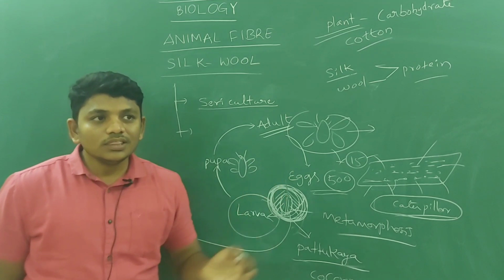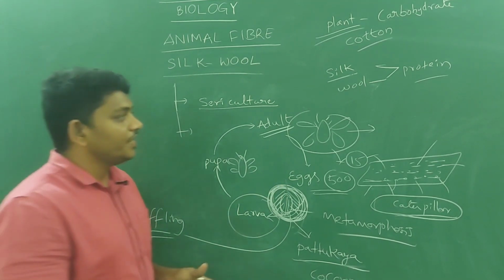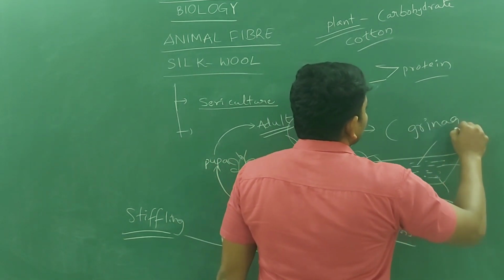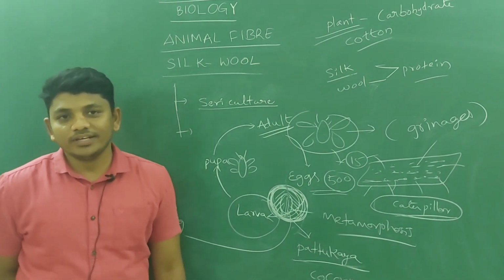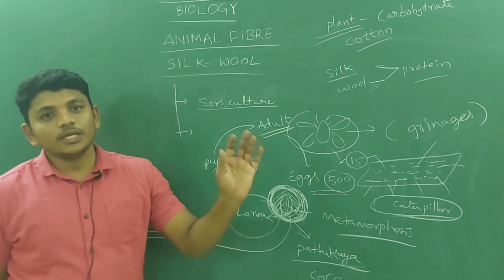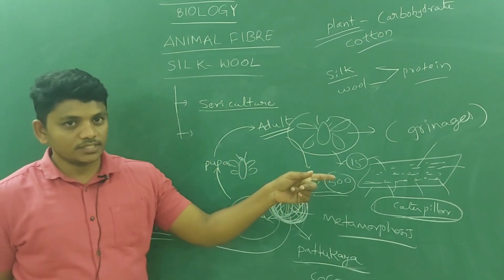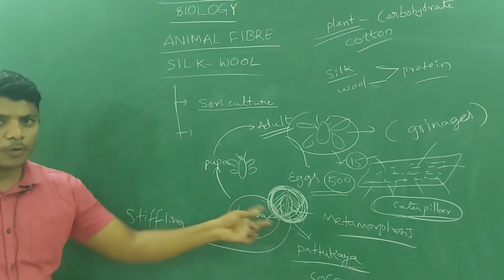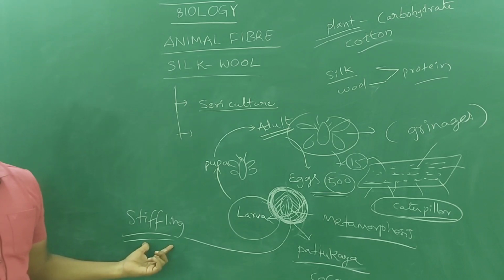Okay, so that selling market area is called grainages. So grainages are nothing but selling areas of eggs. In some areas eggs are usually sold, that is called grainage. What is that? Grainage. Here the pattukaya, the cocoon, is usually boiled in hot water, that is called stifling. What is that?